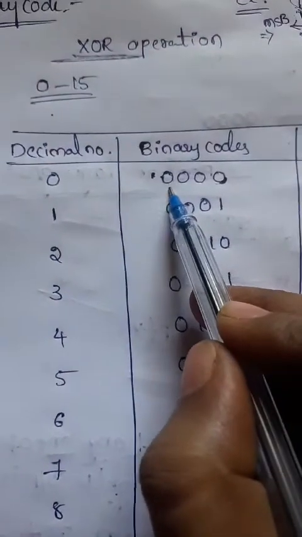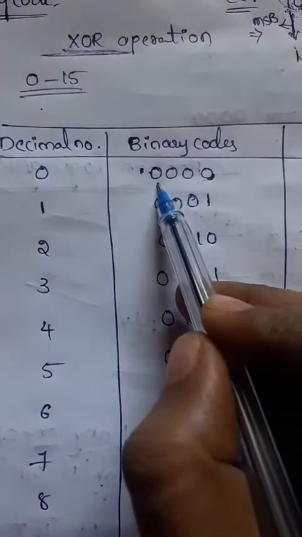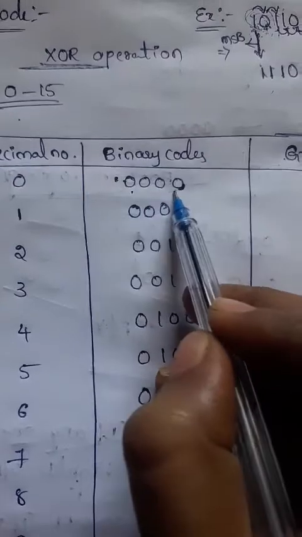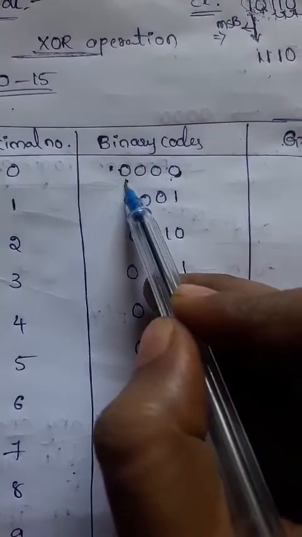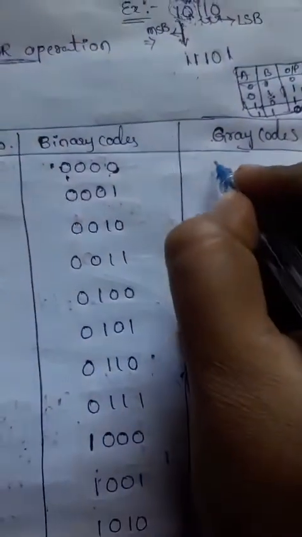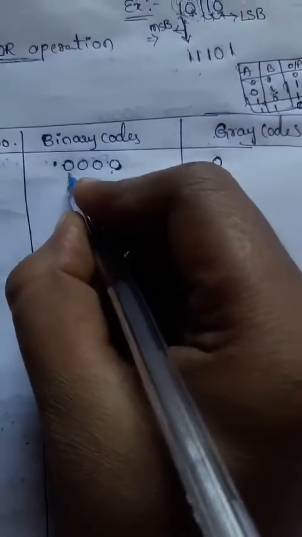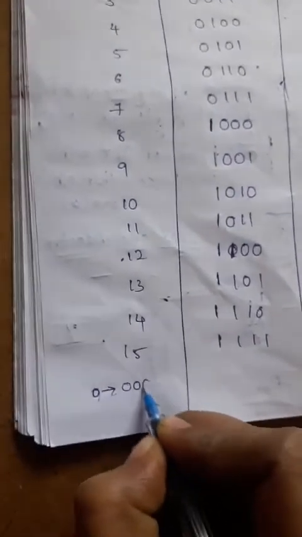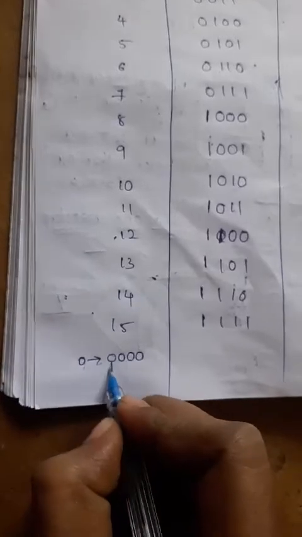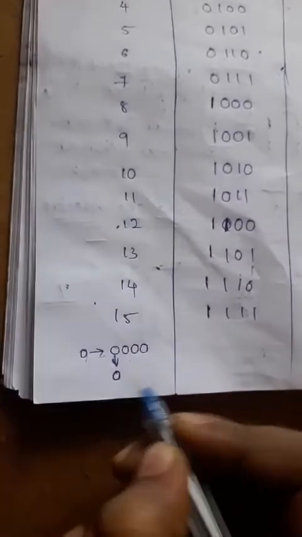Okay, so first I can go for the first example, that is 0. The binary code of 0 is 0000. What is the MSB bit of the binary code? The first bit is the MSB bit, right? So I can choose it as it is, 0. Okay, I can write it here. So 0 in binary code is 0000, and the MSB bit we take as it is.